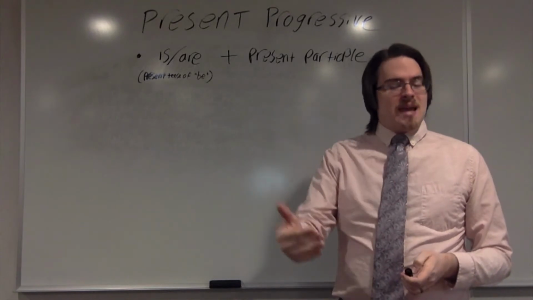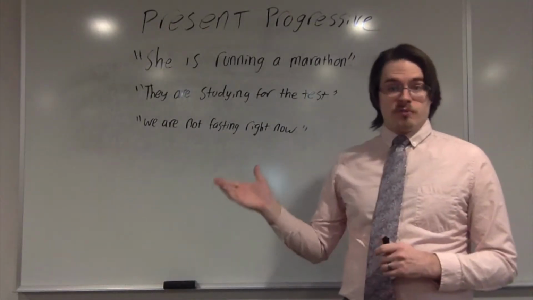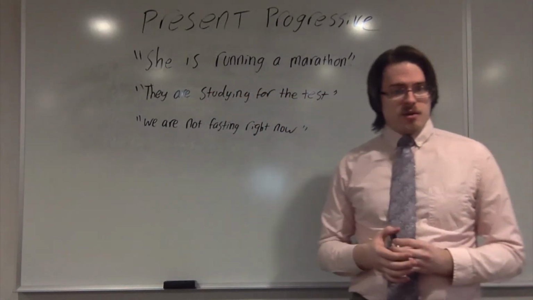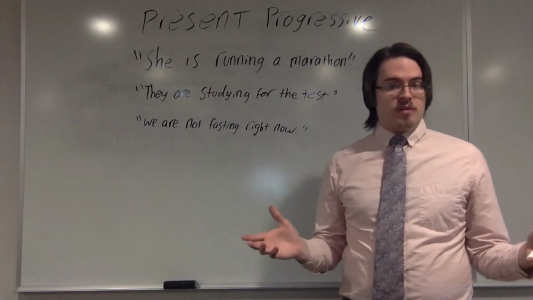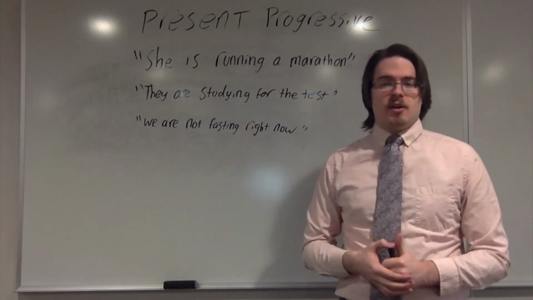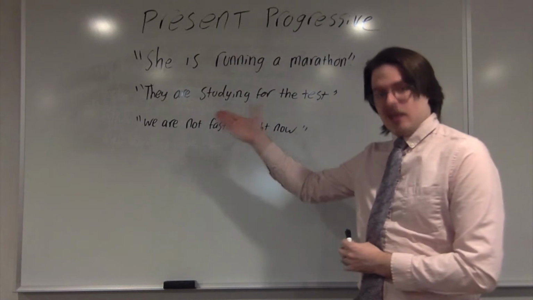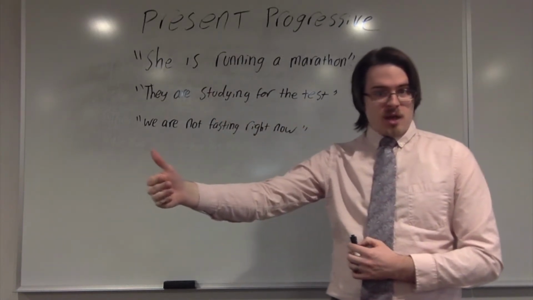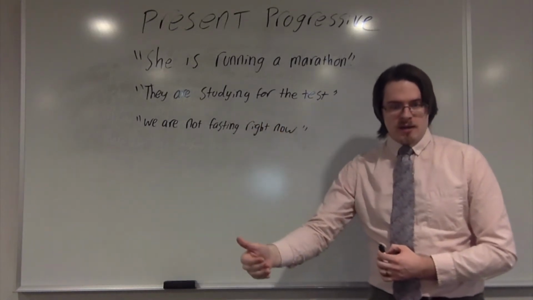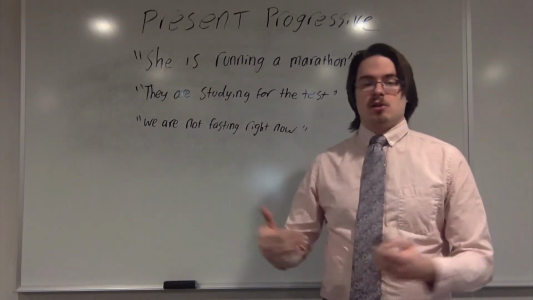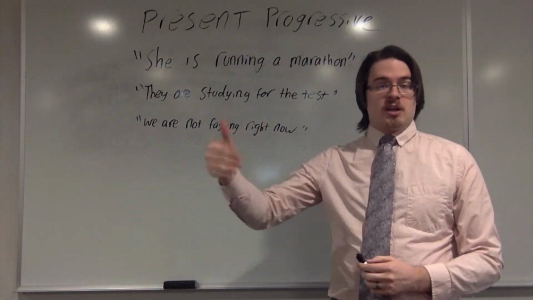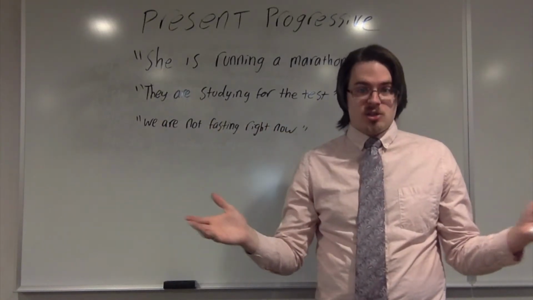So let's look at some examples of how these work. So first up we see, she is running a marathon. Unlike our previous example where he had just finished his marathon, we see that she is currently in the act of running the marathon. Likewise, they are studying for the test indicates they're currently in that action of studying, and that this is something that they're going to continue to do until they're finished.